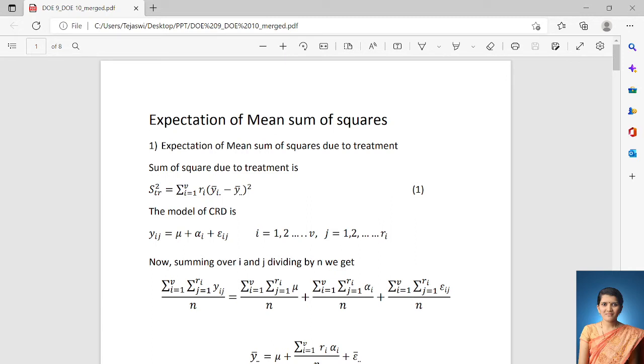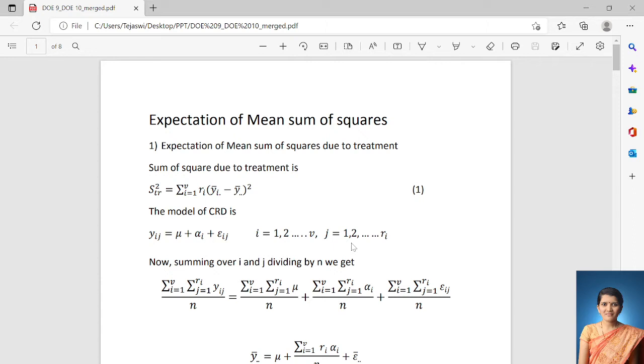So the sum of square due to treatment is summation over i of r_i times (y_i dot bar minus y double dot bar) whole square. And the mathematical model of CRD is y_ij equals mu plus alpha_i plus epsilon_ij. Here i varies from 1 to v and j varies from 1 to r_i.